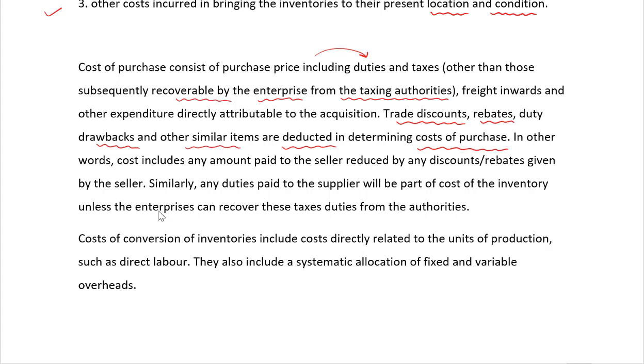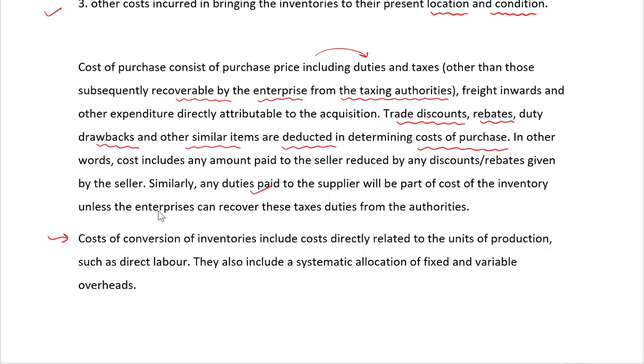In other words, cost includes any amount paid to the seller reduced by any discount or rebate given by the seller. Similarly, any duties paid to the supplier will be a part of cost of inventory, unless the enterprise can recover these taxes and duties from the authorities. This means that only those duties should be included in the value of cost that are irrecoverable, that is, that should not be recoverable. Irrecoverable duties will be a part of cost. I repeat, irrecoverable duties are included as a part of cost.